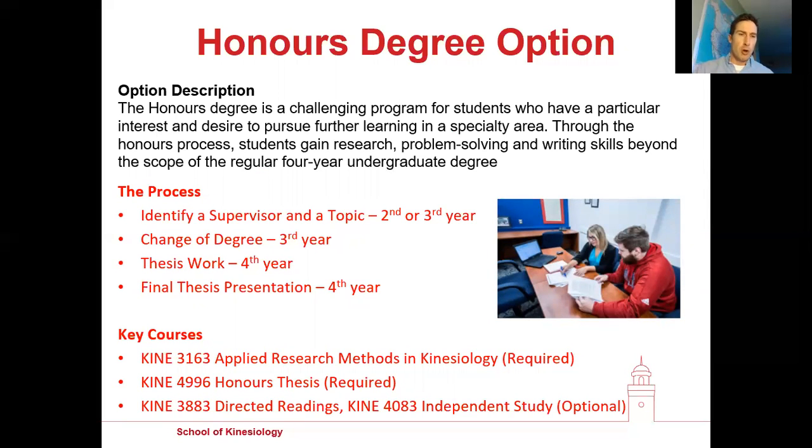If you do pursue honors in your 3rd year, usually in the fall term, you're asked to change your degree, or at least by the end of your 3rd year, change to a Bachelor of Kinesiology honors degree. And then in your 4th year, you actually pursue a full thesis. So this is a full year credit. And although it's not scheduled in your timetable, it should be treated as at least a full course, if not a little bit more work.